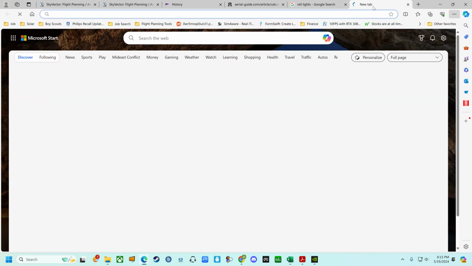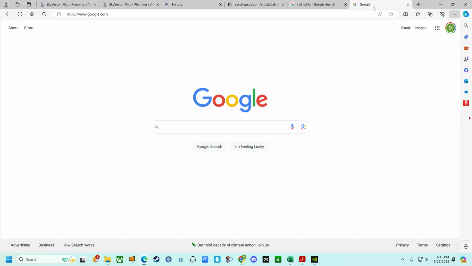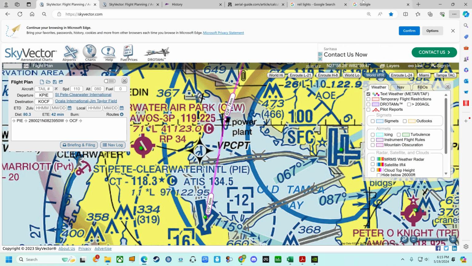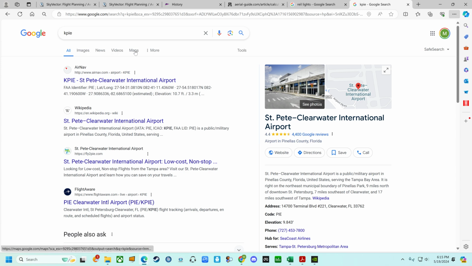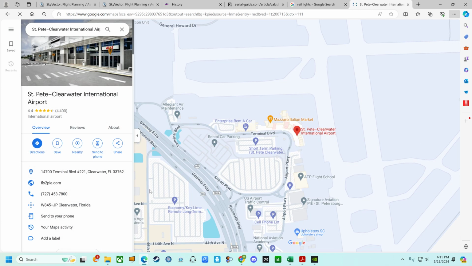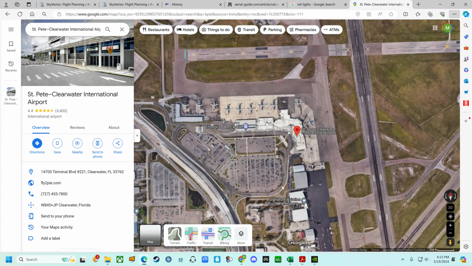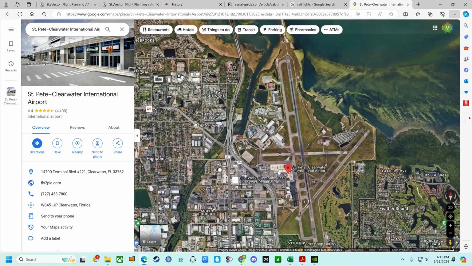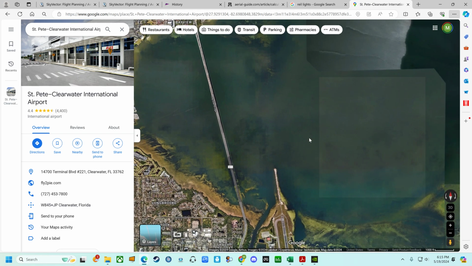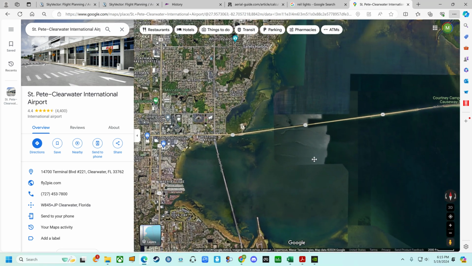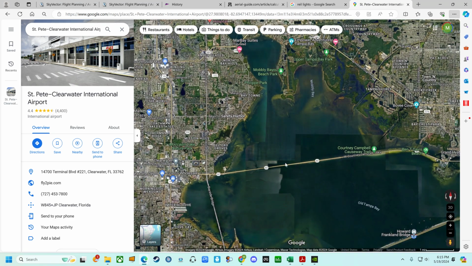The other way you can look at this, if you don't have ForeFlight, because I believe ForeFlight integrates a satellite view in their product, is you could just go to Google Maps, and in this case, I can just throw in KPIE Airport, click on my maps, and then click on my satellite layer. So this is KPIE, where we're taking off, St. Pete Clearwater Airport. And if I know from altitude I'm flying over, there's that highway that I would pass over, right?